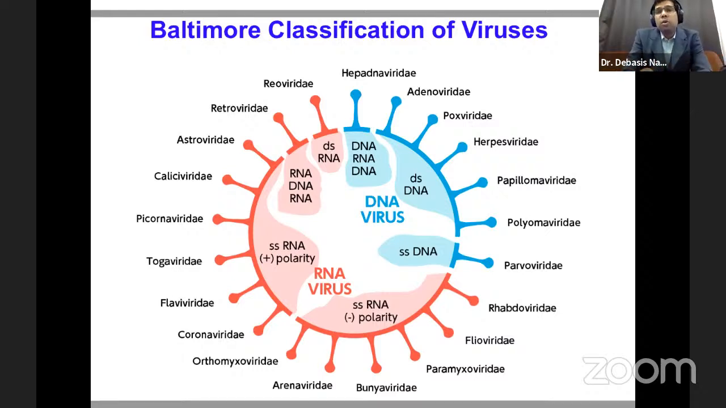So to know what kind of vaccine you want to develop as a vector, you need to know what kind of virus it is and what kind of genomic content it has.